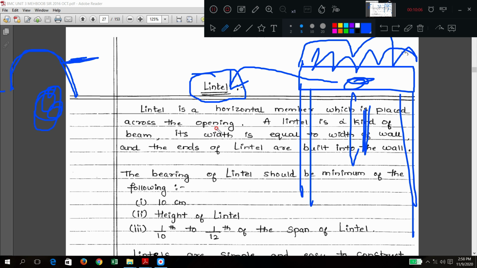In your house you can see above the door there is one horizontal member, maybe made of stone, maybe RCC, maybe brick, anything. All those things are called lintel. It generally comes above the opening, below which there is an opening. Above that lintel there will be masonry.